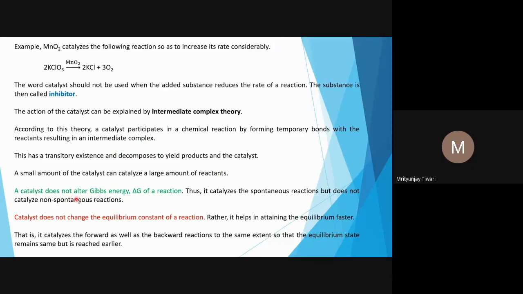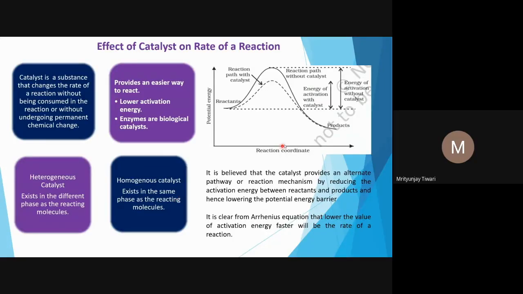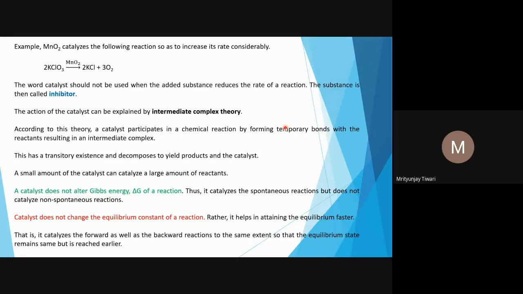A catalyst does not alter the Gibbs energy, or delta G, of a reaction, as I have said earlier in this graph. As you see, both the graphs at reactants and products merge at the same place. So it doesn't change the delta G value, the reaction Gibbs free energy, or the thermodynamics of the reaction. Thus, it catalyzes the spontaneous reaction. So a catalyst catalyzes a spontaneous reaction but does not catalyze a non-spontaneous reaction. If a reaction is non-spontaneous in a certain direction, that reaction will not be catalyzed by the presence of a catalyst, meaning it doesn't affect the thermodynamics.